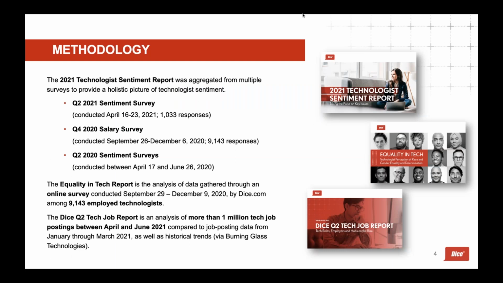Throughout the webinar, we'll be presenting data and insights from a variety of DICE reports and surveys that include the 2021 Technologist Sentiment Report, which was aggregated from multiple surveys conducted in 2020 and 2021, the Equality in Tech Report, which is an analysis of survey responses from more than 9,000 employed technologists across the US, and the latest DICE Tech Job Report from Q2, where we analyzed more than 1 million tech job postings between April and June of this year, and compared that analysis to Q1 and historical trends.